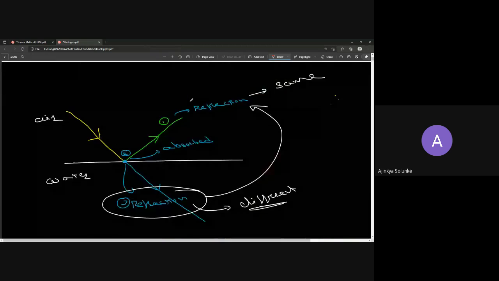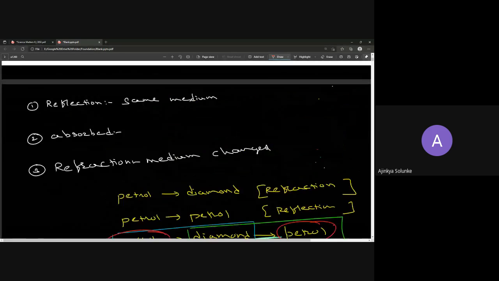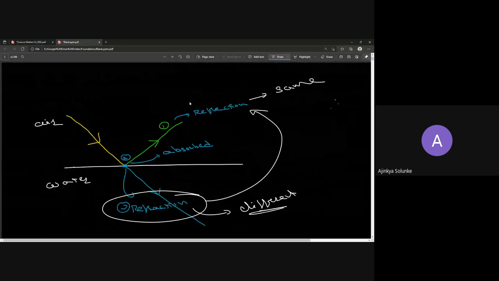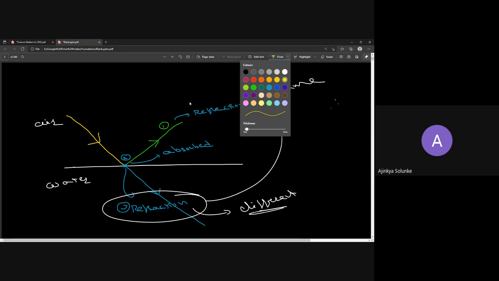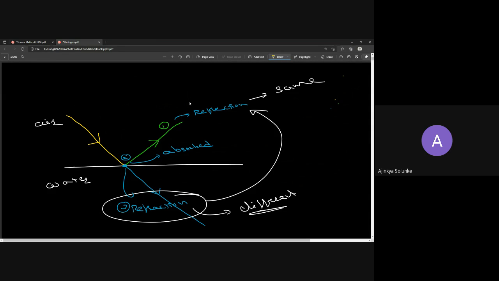Now, main question, just for you. So there are three possibilities. Agreed? One, two, and three: reflection, absorption, refraction. What do you think out of these? What is happening with the surface? Suppose light is incident. Out of these three, what might be taking place?